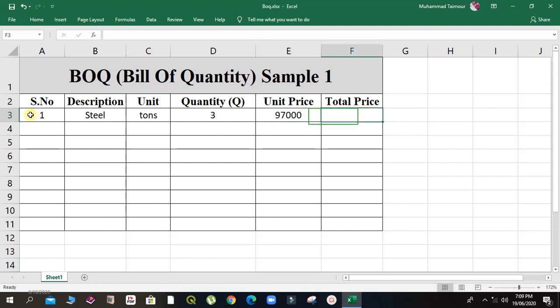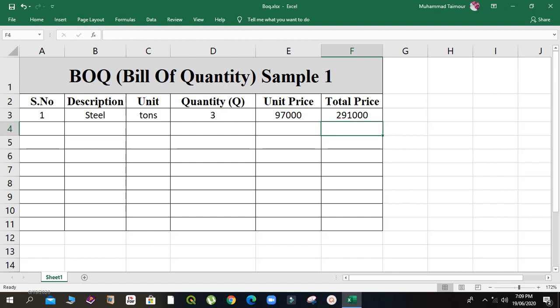So what will be the total price of the total quantity? We know that the unit price of 1 ton of steel is 97,000. Then the total price of 3 tons of steel will be, so here we put the formula equal, and then we select quantity multiplied by unit price, enter. So it will give the value of 2,91,000 only.